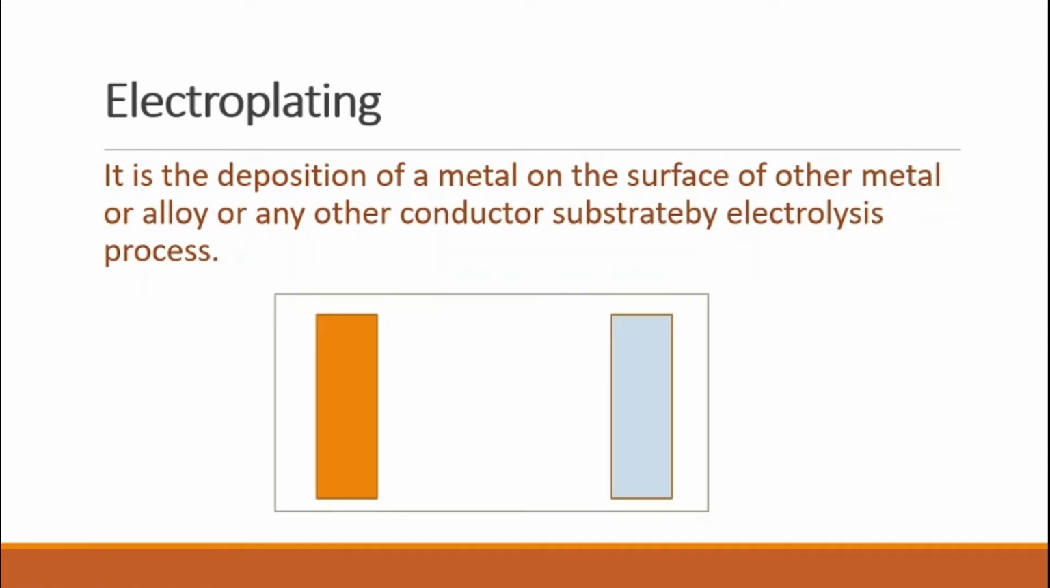This can be simply understood with the help of this basic diagram. What you can see in the image is there is copper at the anode, and there is aluminum at the cathode.